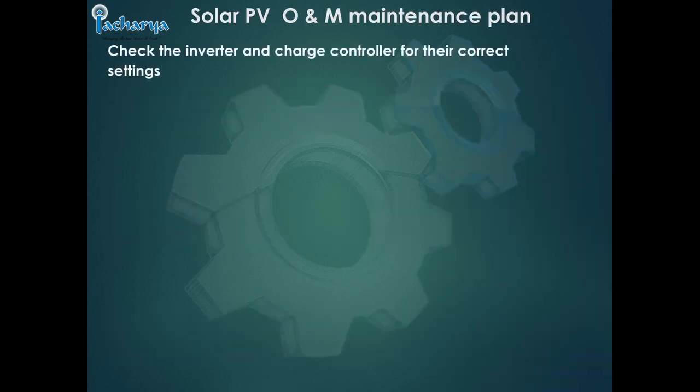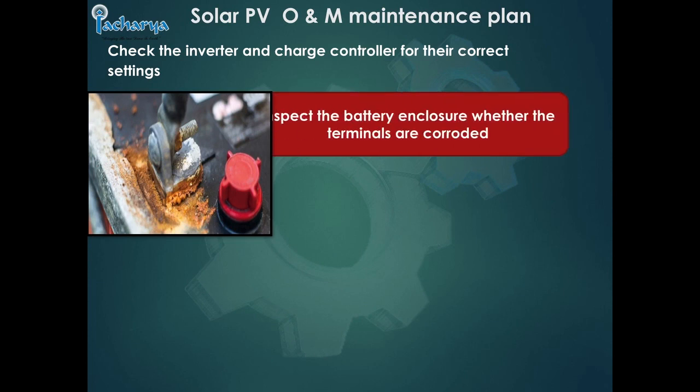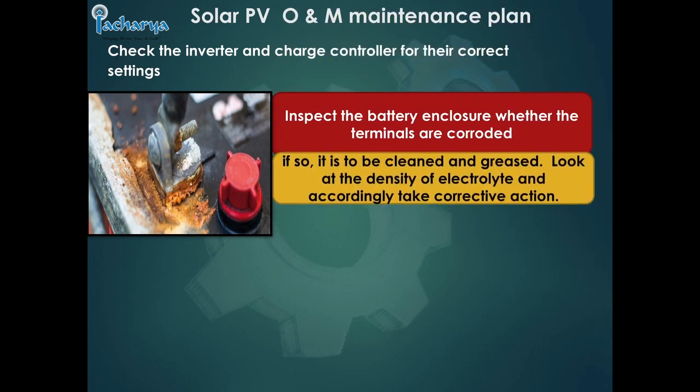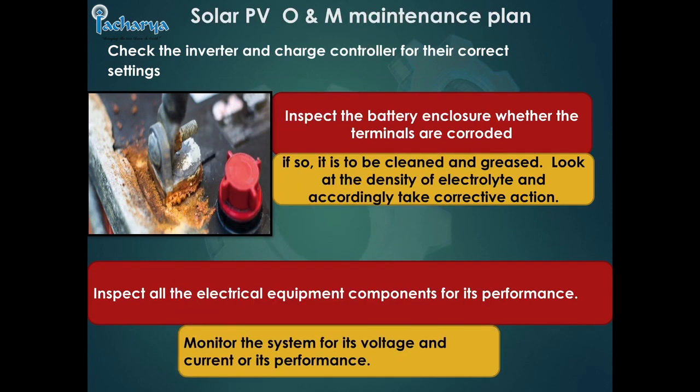Check the inverter and charge controller for their correct settings. Inspect the battery enclosure to see whether the terminals are corroded. If so, they are to be cleaned and greased. Look at the density of the electrolyte and take corrective action accordingly. Inspect all the electrical equipment components for their performance. Monitor the system for its voltage and current, or its performance.